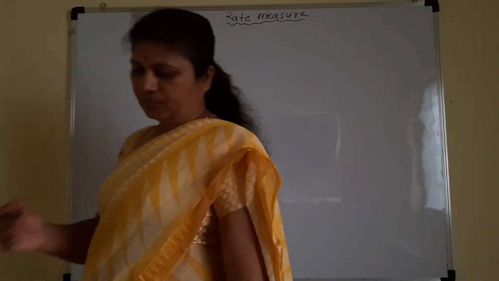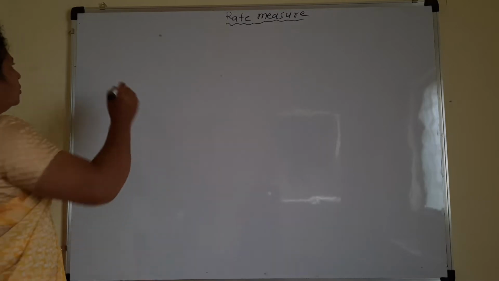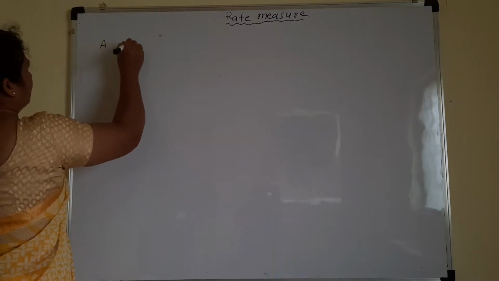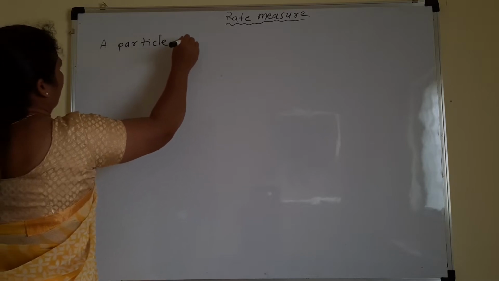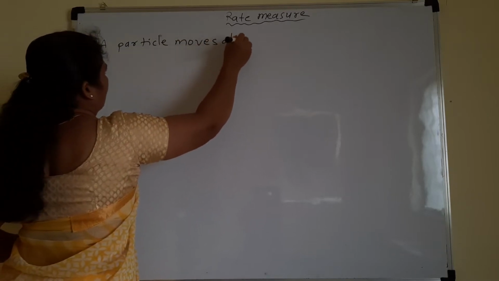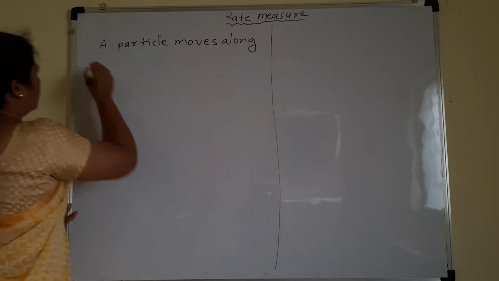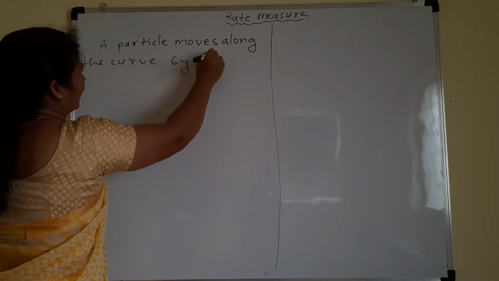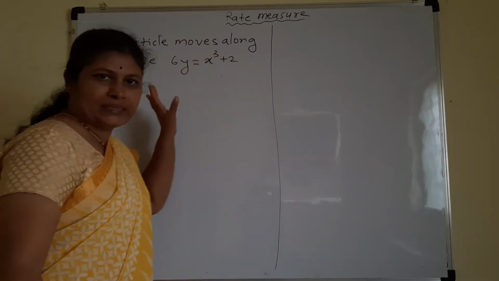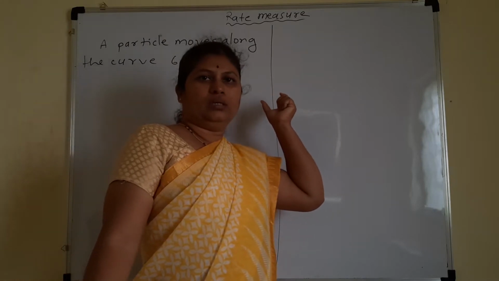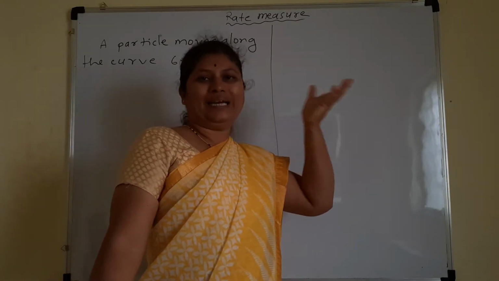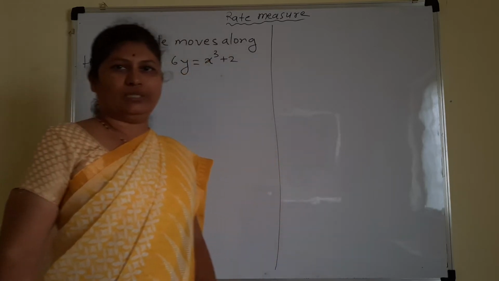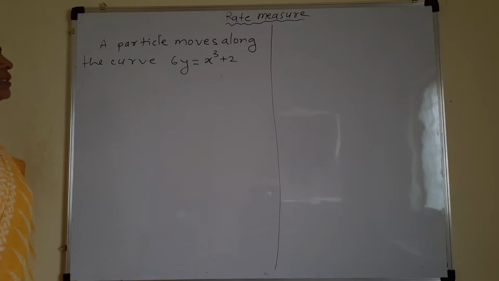The first one, write down: a particle moves along the curve. The curve is given by 6y is equal to x cube plus 2. Remember guys, this question is wrongly printed in our textbook. There is a printing mistake, so let us clear this. 6y is equal to x cube plus 2. The particle is moving along the curve 6y is equal to x cube plus 2.